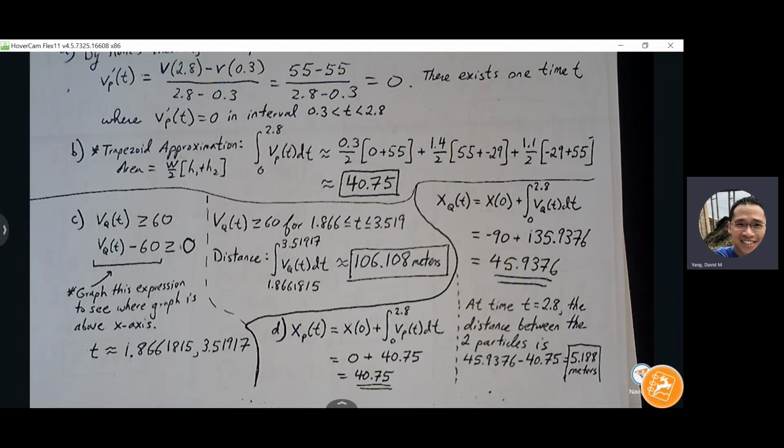For particle Q, I'm starting at negative 90. And then between 0 and 2.8, I travel 135 units to the right. I'm going to end up at 45.9376. So then I compare these two, how far are they apart? The distance between the two particles is 45.9 minus 40.75, around 5 meters.